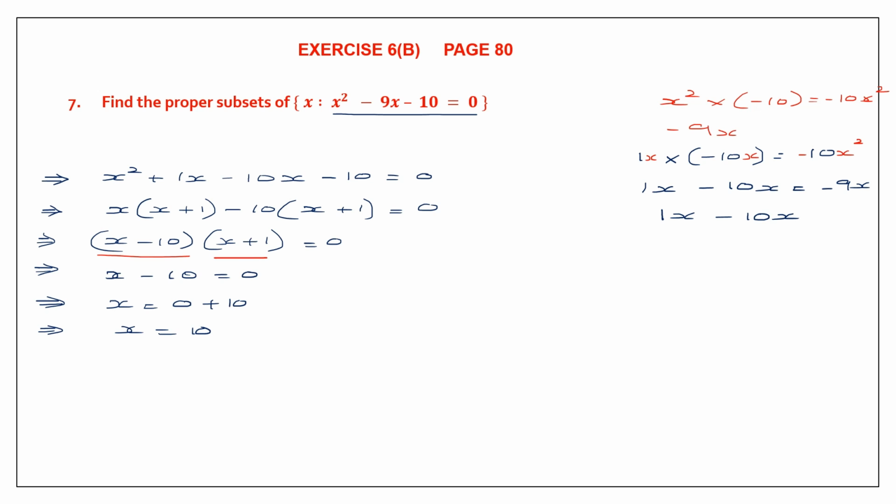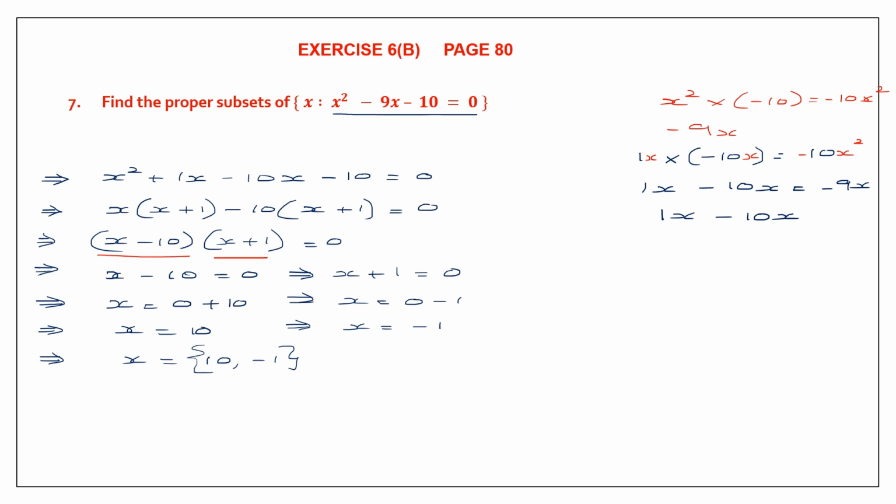Now taking the next one, that is x plus 1. So here we can say x plus 1 is equal to 0. Now we can get the value of x. x is equal to 0 minus 1, so that is x is equal to minus 1. So now we can get the elements of the set. So x will be 10 and minus 1. So we have 10 and minus 1.